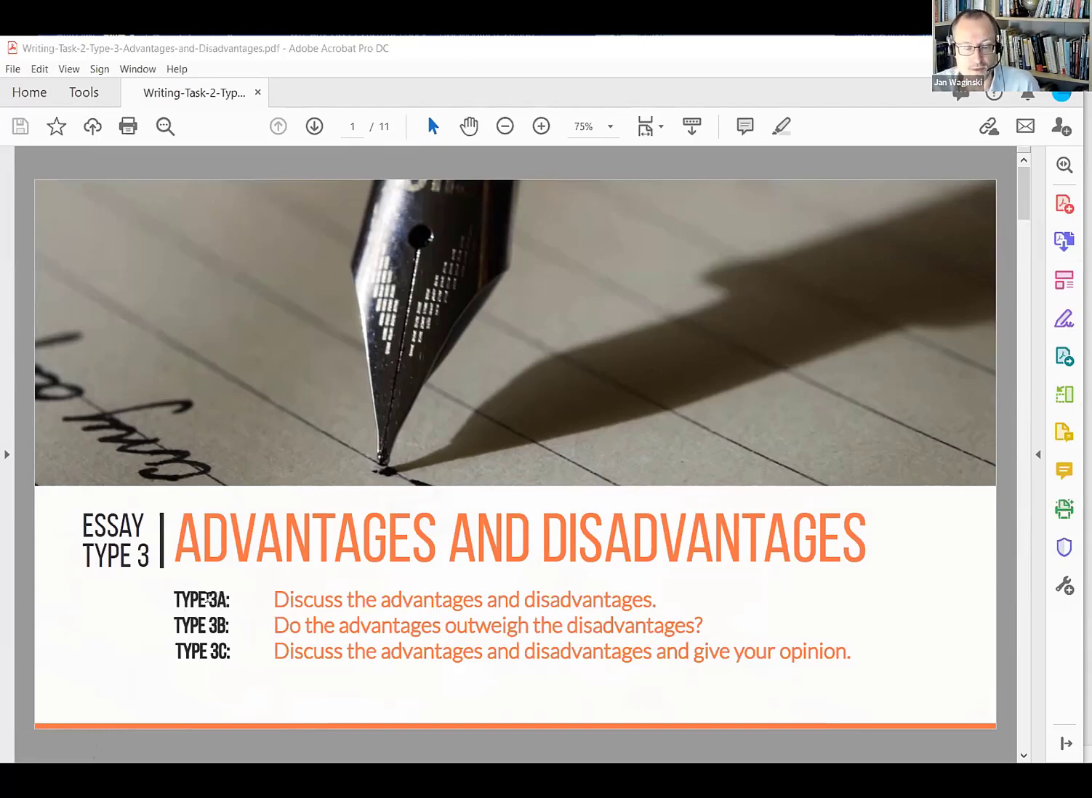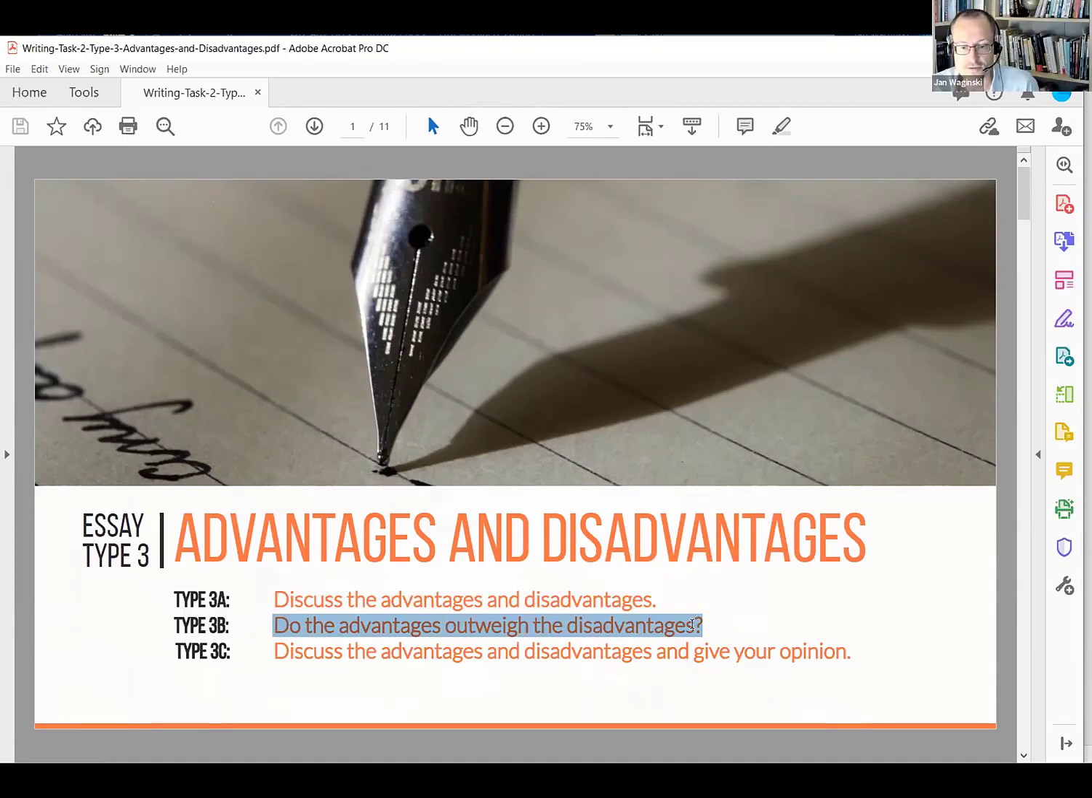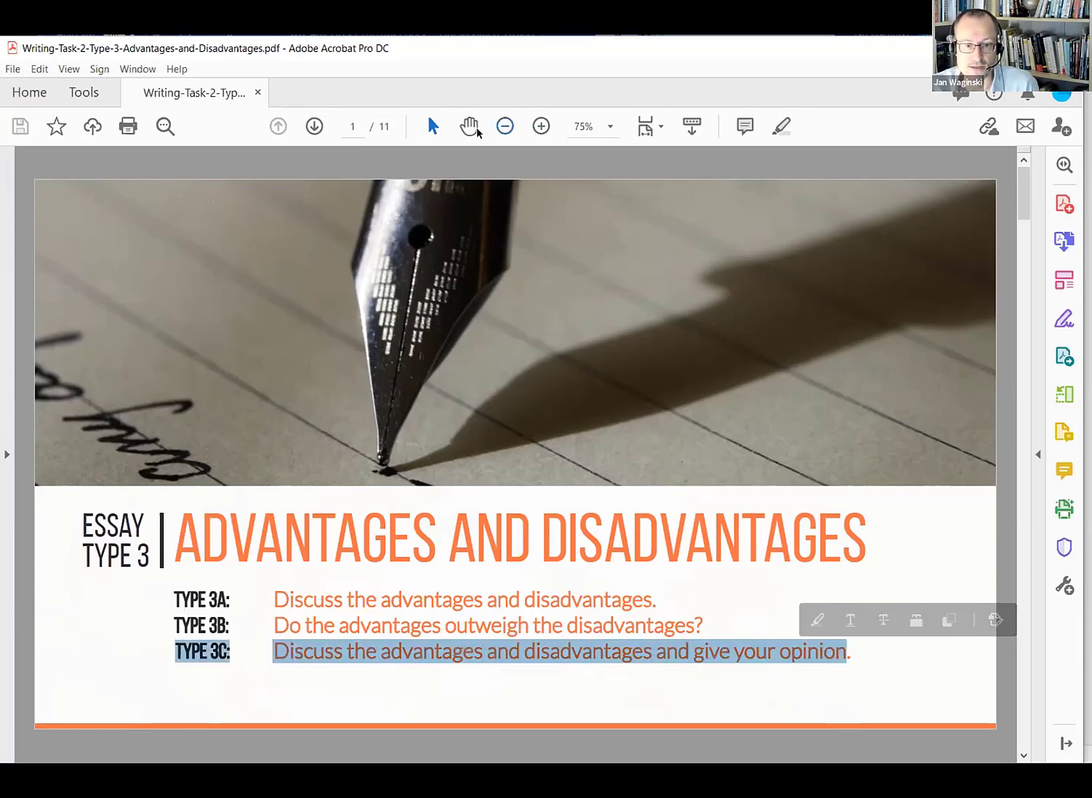So the 3 prompts, we're going to call them 3A, which is simply to discuss the advantages and disadvantages. 3B, do the advantages outweigh the disadvantages? And 3C, discuss the advantages and disadvantages and give your opinion.